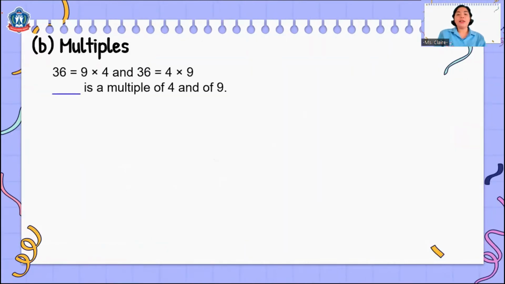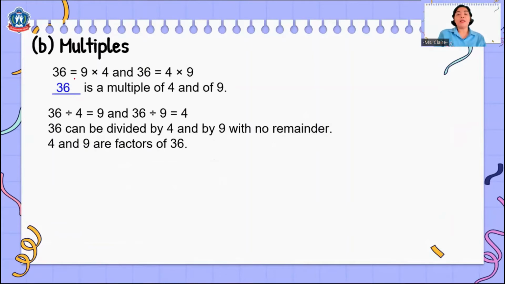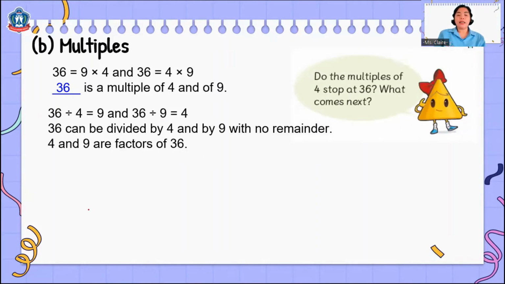Next, so 36 is equal to 9 times 4 or 4 times 9. So 36 is a multiple of 4 and 9. Because when we divide 36 by 4, that is equal to 9. And if we divide 36 by 9, it's equal to 4. So a multiple is any number that can be divided by any whole number, and the answer is a whole number without remainder. So 4 and 9 are factors of 36. 36 is a multiple of both 9 and 4.